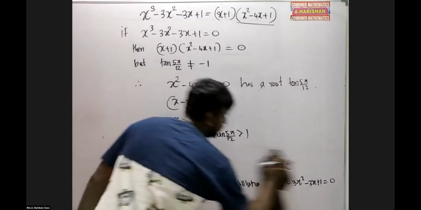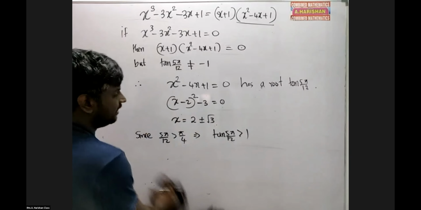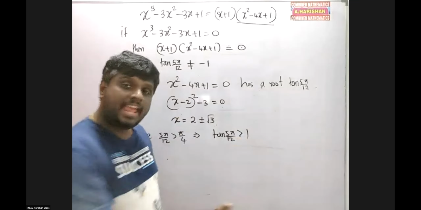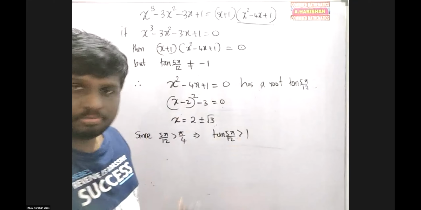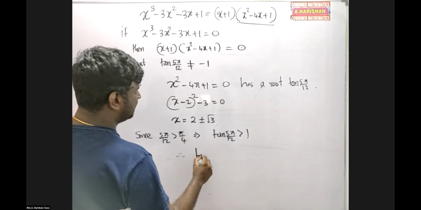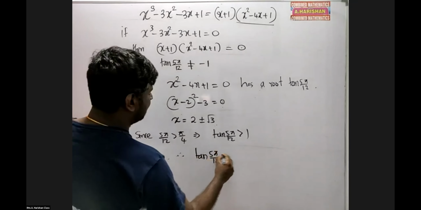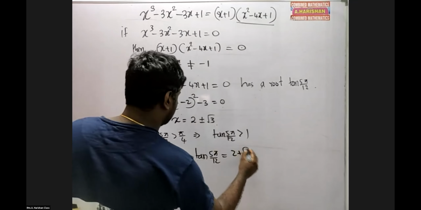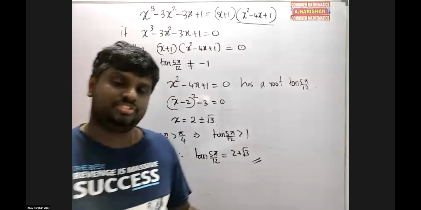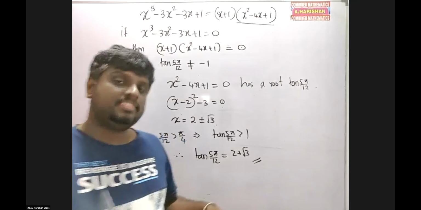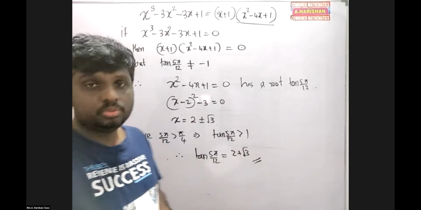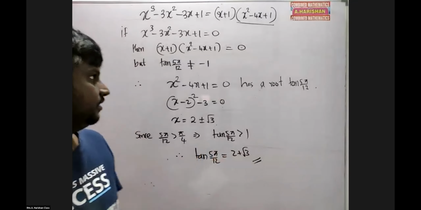So now the justification is over. Because we know that 5 pi by 12 is greater than pi by 4, tan 5 pi by 12 is greater than tan pi by 4, that is 1. So in this case, I can say tan 5 pi by 12 equals 2 plus root 3. How nice is this question. It seems to be an easy question, but you have to explain through some conditions, right? Okay.